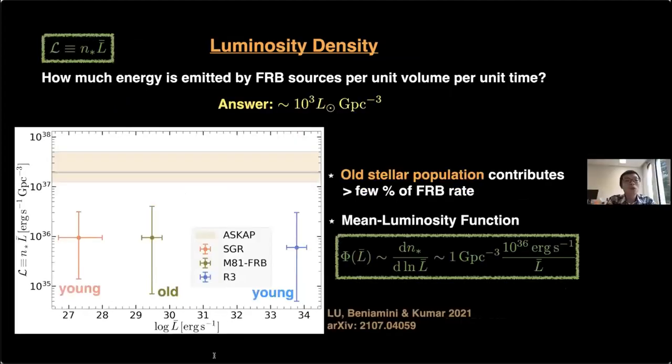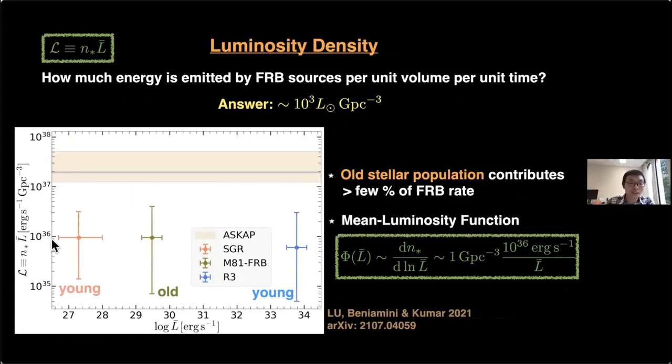Yeah. So the final thing I want to introduce is the luminosity density. How much energy is emitted by all FRB sources per unit volume, per unit time? You may not be seeing it here. The answer is about 1,000 solar luminosities per gigaparsec cubed. So FRBs are not great at injecting energy into the universe.